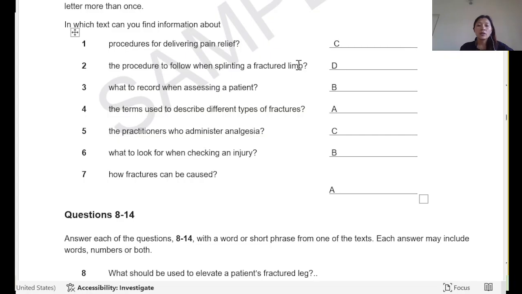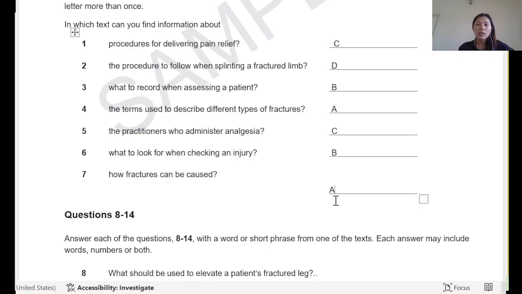So this is a way to know where the procedure is a medicine. The procedure to deliver the pain medicine, right? Delivering the pain, the procedure, you may get doubt again. The procedure to fracture the limb is a technique, and assessing is an assessment. We have seen the term used, I told you the definition: a practitioner who administers analgesia is the medicine part. And what to look for when checking the injury is again B, assessment. How a fracture can be caused is A, they are explaining the different types of fractures.